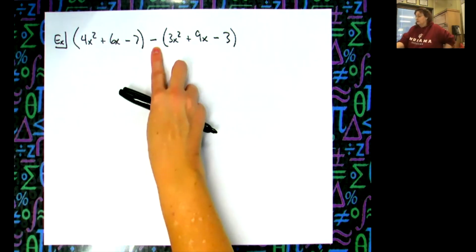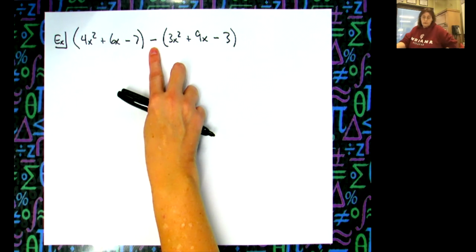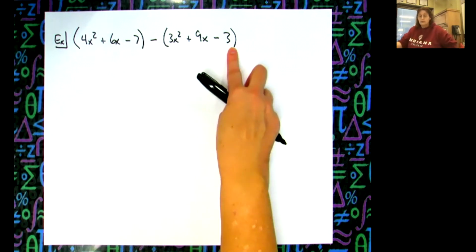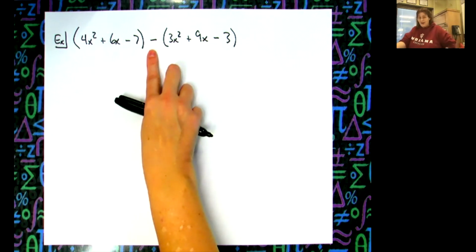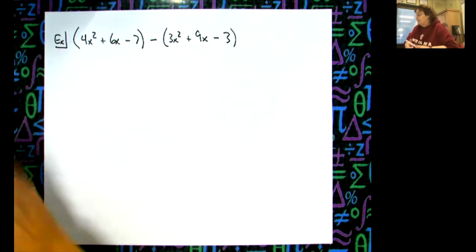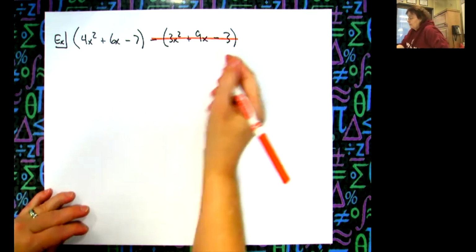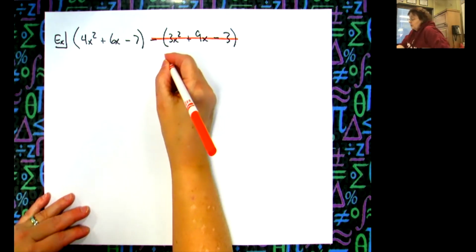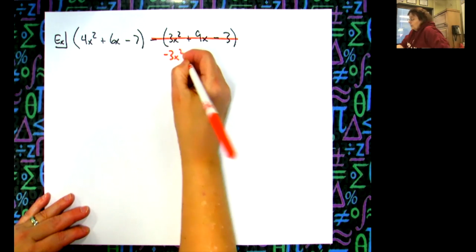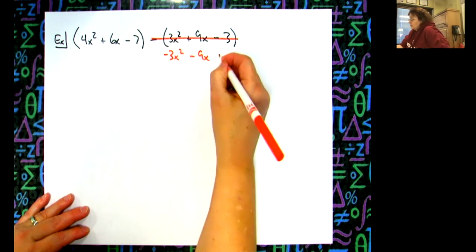All right, now when this is a subtraction, what's that tell us to do? It tells us to go through and change all the signs. If this was add, it literally would be no more than adding like terms. We don't want to scribble that out too much, but I definitely want to go through and show that those signs are changing. So -3x squared minus 9x plus 3.